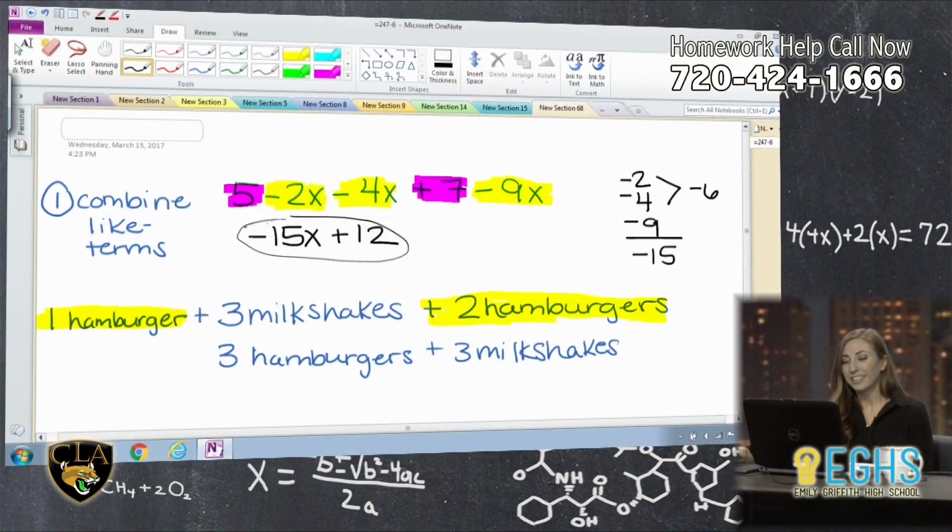So, all right. When you put these together, we've got negative 15x and positive 12, and that's as far as we go. So simplified for you. Hopefully that helps.